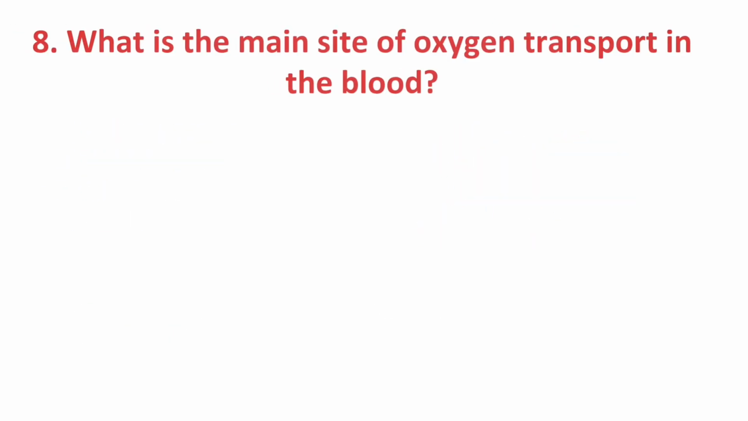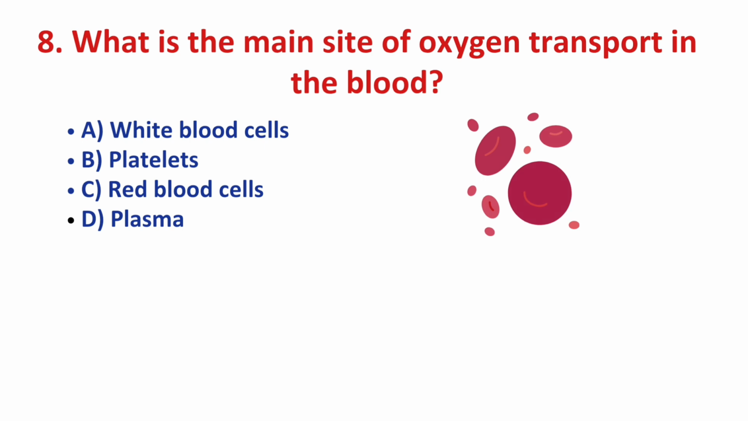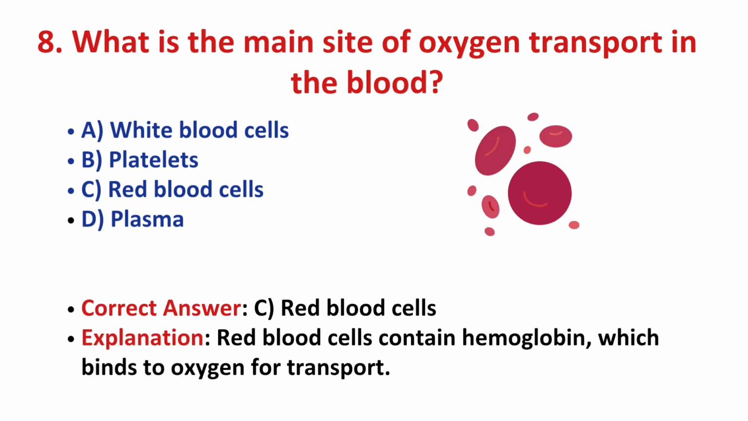Moving towards the next. What is the main site of oxygen transport in the blood? Options are white blood cell, platelet, red blood cell and plasma. And the correct answer is option C, RBCs, red blood cell. It contains the hemoglobin which binds to the oxygen for transport. So the correct answer is red blood cell, the main site of oxygen transport in the blood.